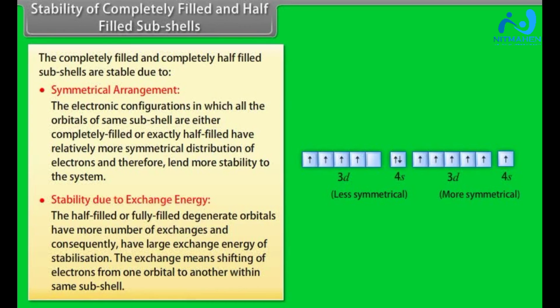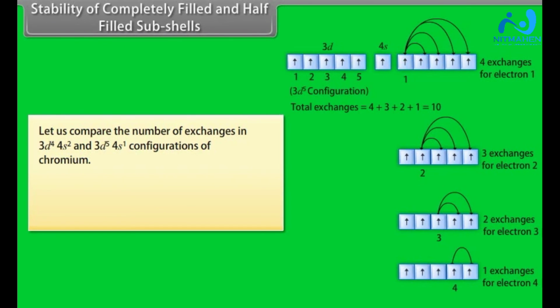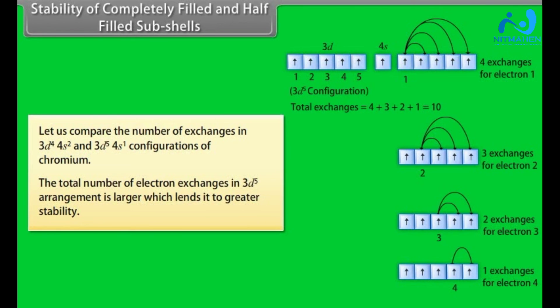Stability due to exchange energy. The half-filled or fully filled degenerate orbitals have more number of exchanges and consequently have large exchange energy of stabilization. The exchange means shifting of electrons from one orbital to another within the same subshell. Let us compare the number of exchanges in 3d⁴ 4s² and 3d⁵ 4s¹ configuration of chromium. Thus, in 3d⁴ arrangement, electron exchanges are 6, which implies that there are 6 possible arrangements with parallel spin in 3d⁴ configuration. The total number of electron exchanges in 3d⁵ arrangement is larger, which lends it greater stability.